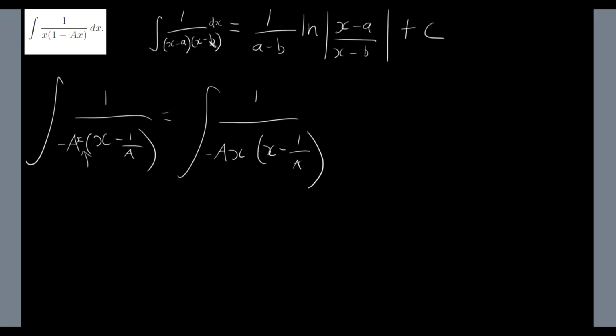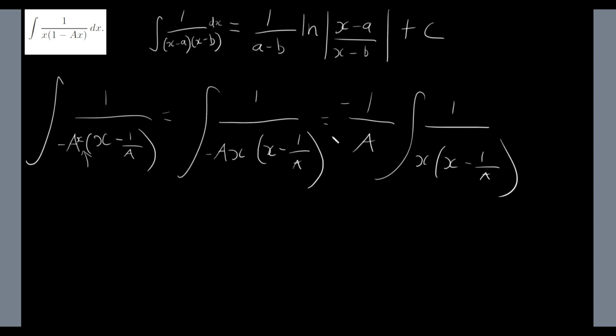Okay, so we have one of these, but we need to have two of these. And we have this coefficient on the outside, which we don't want. So let's get rid of this coefficient by taking it outside the integral. So it's a negative 1 over a, integral of 1 over, I've taken this out, x times x minus 1 over a.